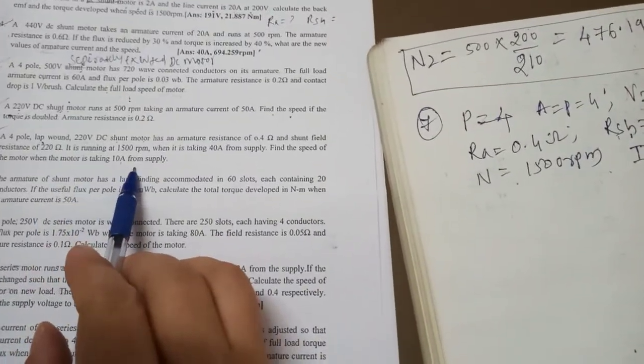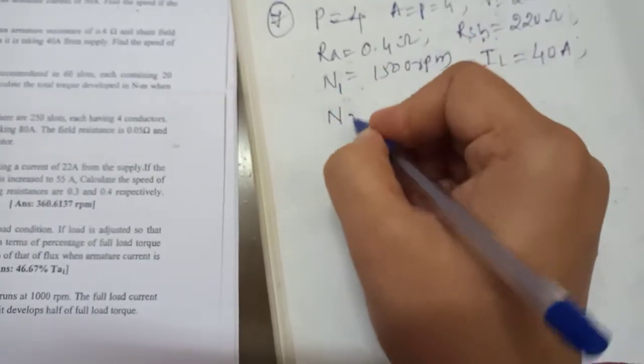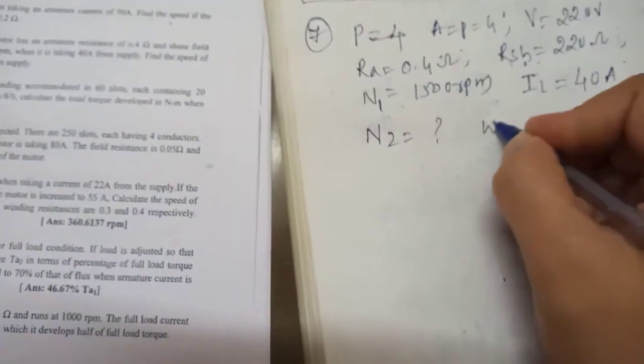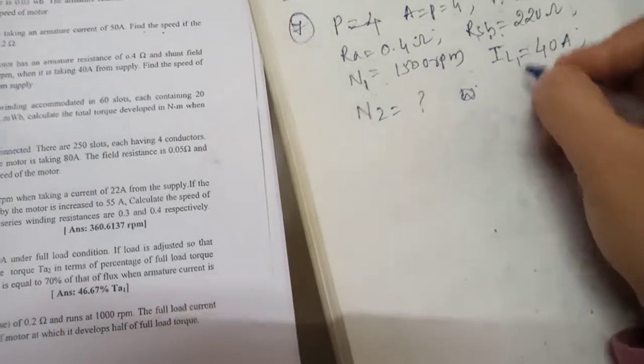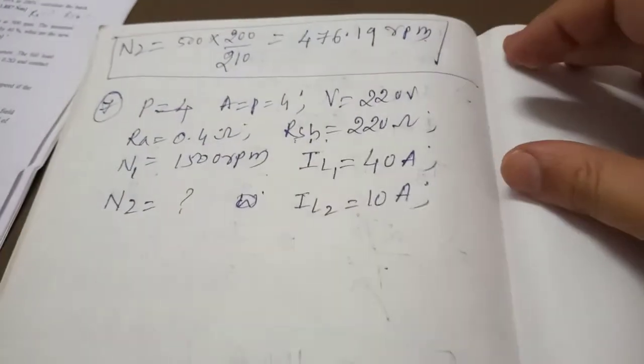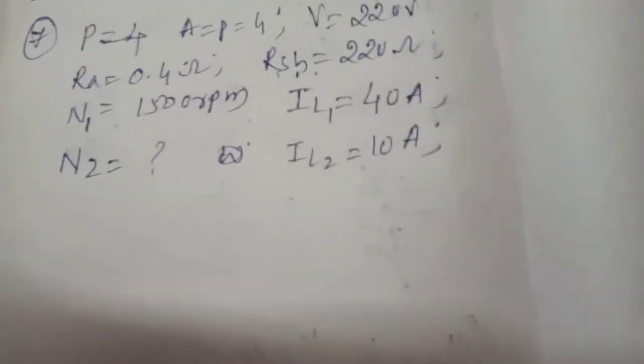Find the speed of the motor when the motor is taking 10 amps from the supply. You have to calculate the speed of the motor when it is taking 10 amps. So IL2 is 10 amps from the supply. It is a bit difficult problem. Let us solve this problem.